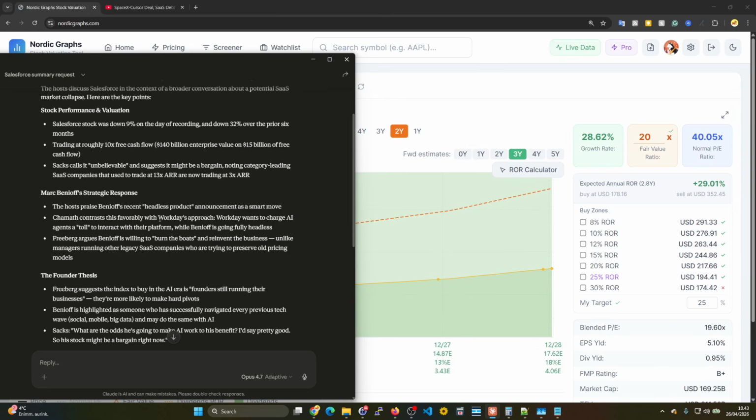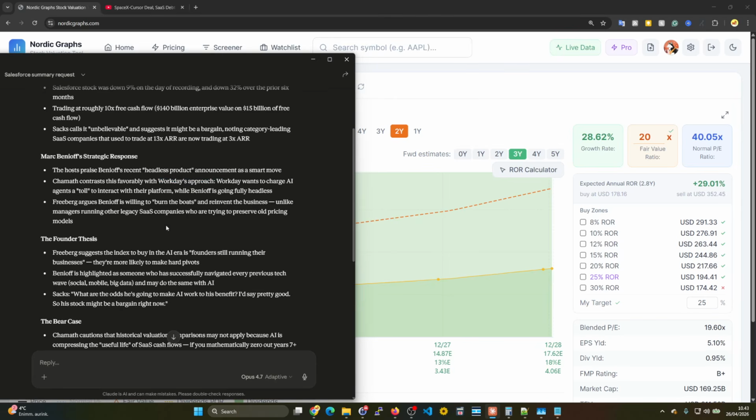And this relates to the seat discussion, since you use it as a headless product, so essentially you are using it via an AI agent. You don't need that many seats, but Workday is trying to prevent this. But Benioff with Salesforce is doing the opposite and providing access for using their product.